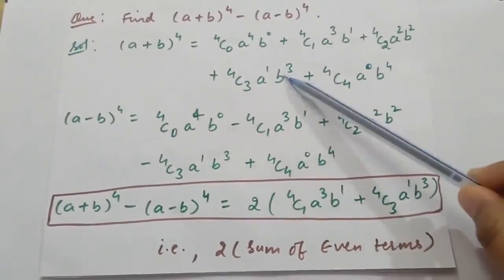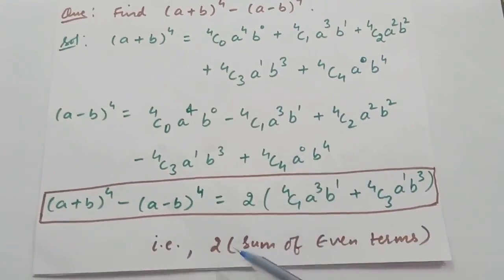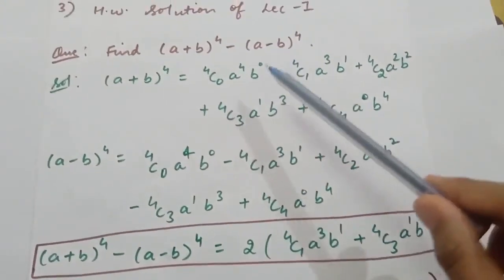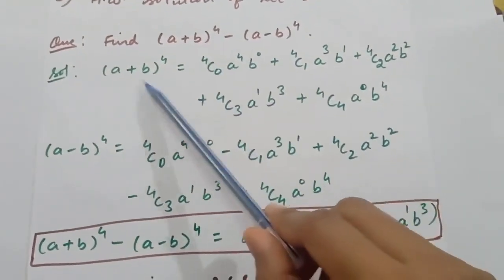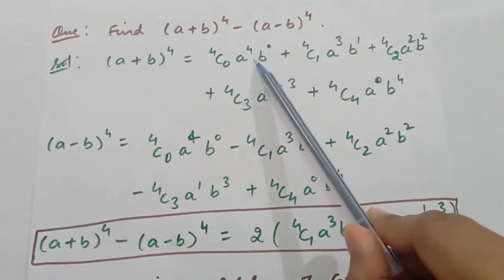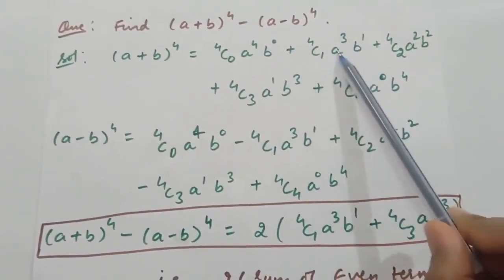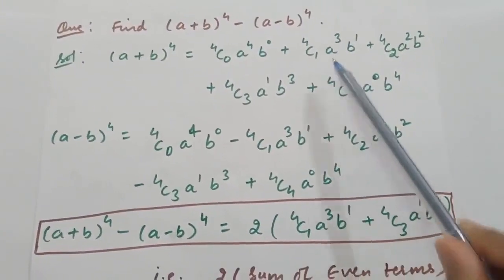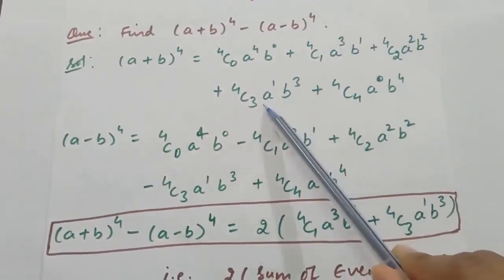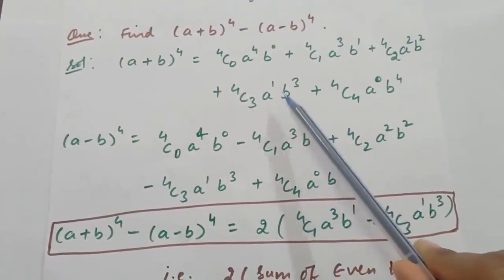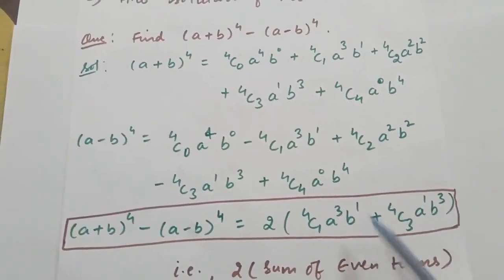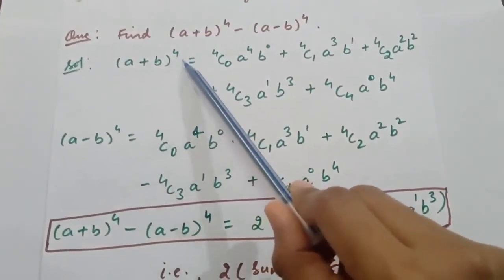So the difference of these two will be nothing but twice the sum of even terms. See, this is the sum of even terms of (a + b)^4. This is the first term, so it is an odd term. This is the second term, therefore an even term, right? This is the third term, so odd. This is an even term because it is the fourth term. So twice the sum of the even terms of (a + b)^4.